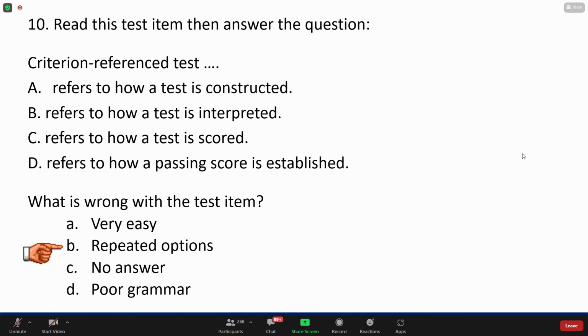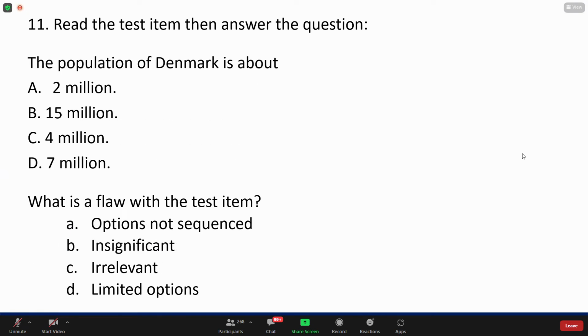Okay? So far, out of 10, what is your score? Sige, type in your scores, please. 5. How about yung iba? 6, may 5, may 6 out of 10, may 7 out of 10, may 5, may 6. Okay? Tuloy lang natin.